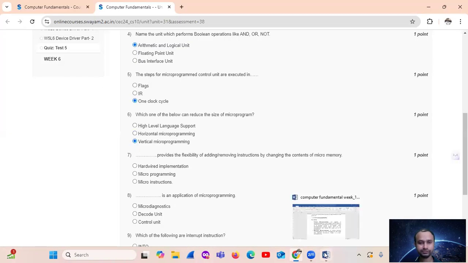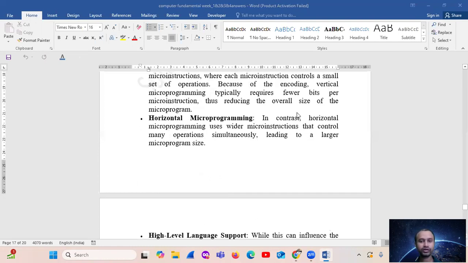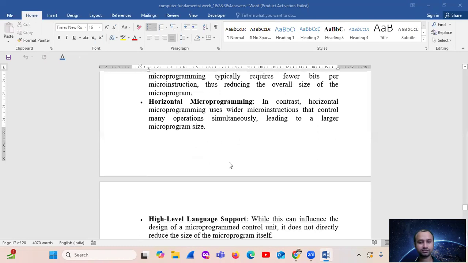Vertical microprogram. So vertical microprogramming, this approach to microprogramming uses more complex encoded format for microinstructions, where each microinstruction controls a small set of operations. Because of the encoding, vertical microprogramming typically requires fewer bits for microinstructions, thus reducing the overall size of the microprogram. Then horizontal क्या है? Horizontal microprogram uses wider microinstructions that control many operations simultaneously. So leading to a larger microprogram size.